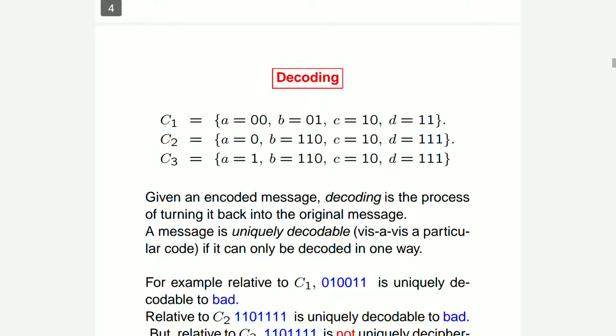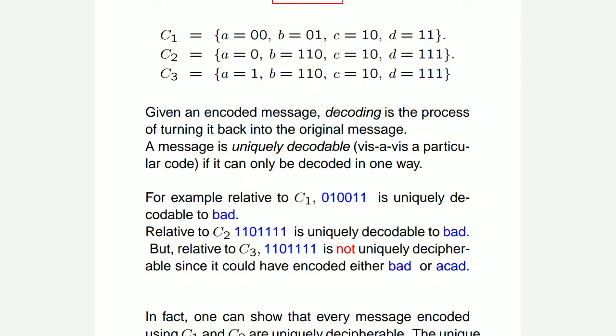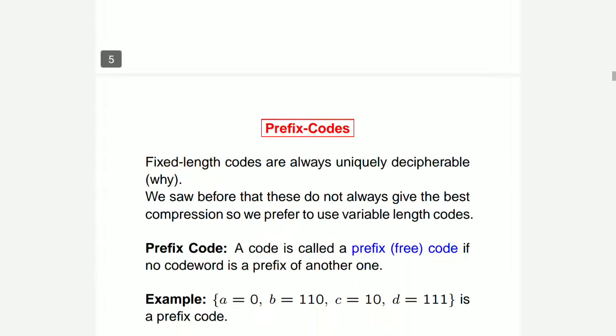This is encoding. So what is decoding? Decoding is the reverse of encoding. We have encoded data, and I have to decode it into the original data. Given an encoded message, decoding is the process of turning it back into the original message. A message is uniquely decodable. So this is not our case.